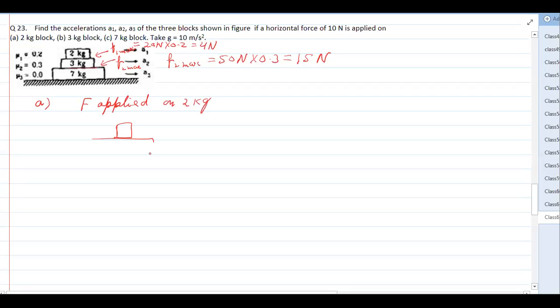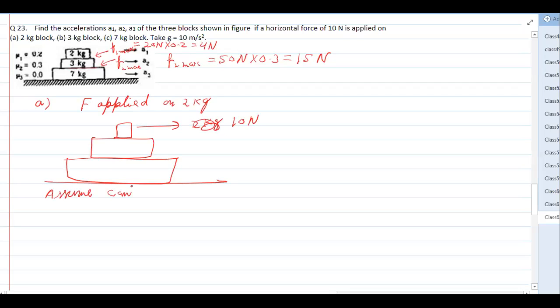We assume the joint motion first. If it is applied on the 2 kg, the 10 Newton force, first we assume combined motion. So what will be the acceleration? It will be 10 Newton divided by 2 kg plus 3 kg plus 7 kg. So 10 by 12, that is 5 by 6 meter per second square. So this is the acceleration of the whole system.